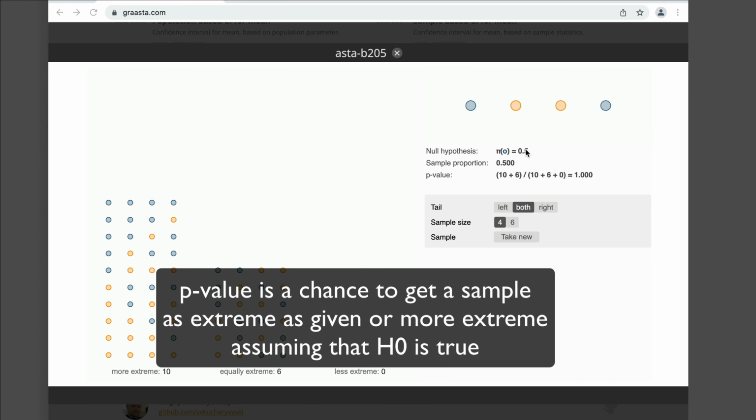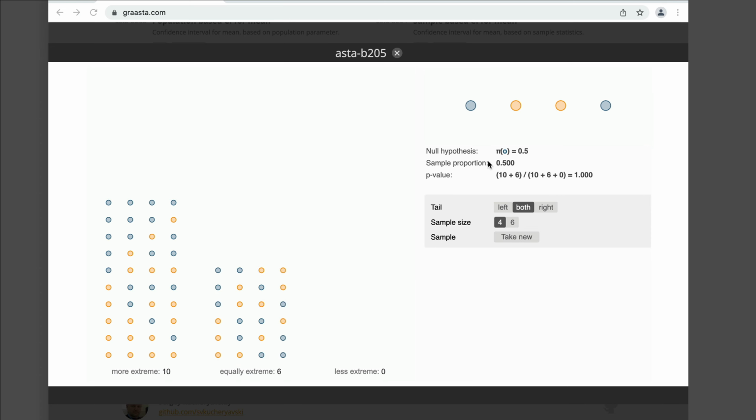The p-value is the chance to get a sample as extreme as yours in relation to the null hypothesis, or maybe even more extreme, assuming that the null hypothesis is true. So the null hypothesis is that the proportion is 0.5. My sample has a proportion of 0.5. So let's compute the probability to get a sample as extreme as mine, or even more extreme. Well, first of all, you can see that my sample has exactly the proportion of the population, right? So how often will I have a sample as extreme as mine? It means how often I will get a sample with proportion 50%.